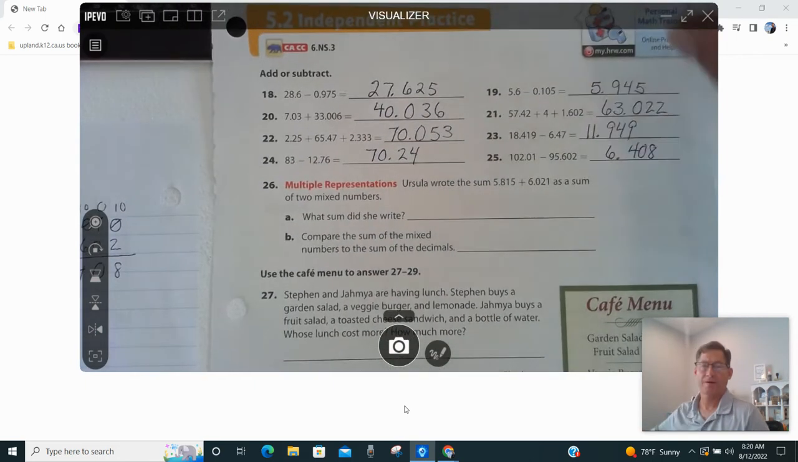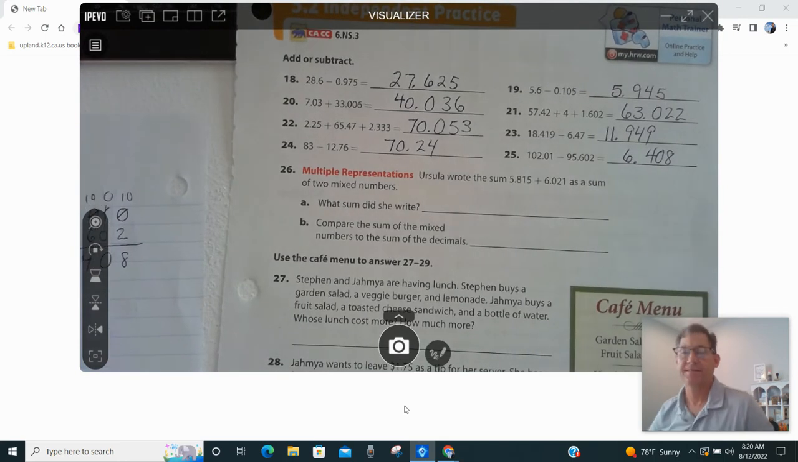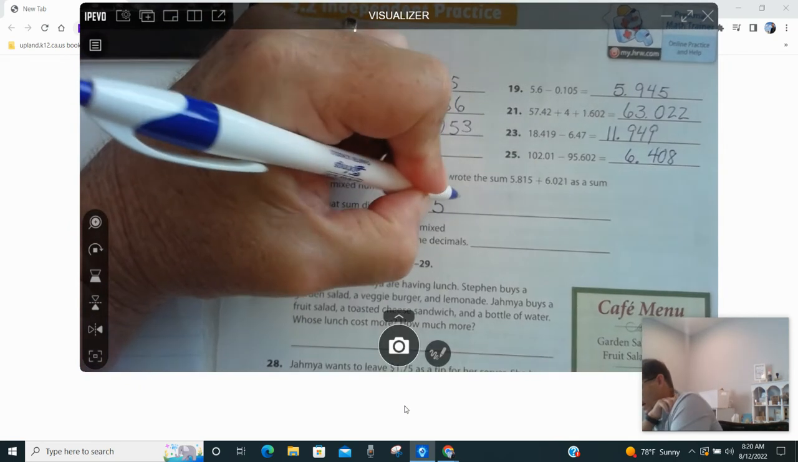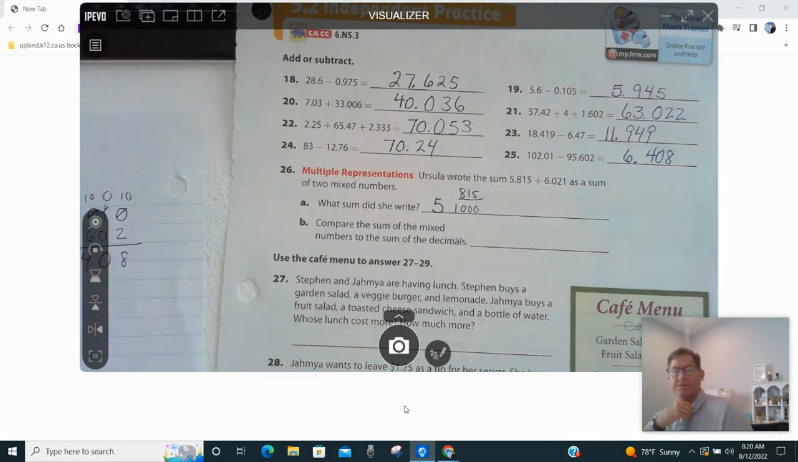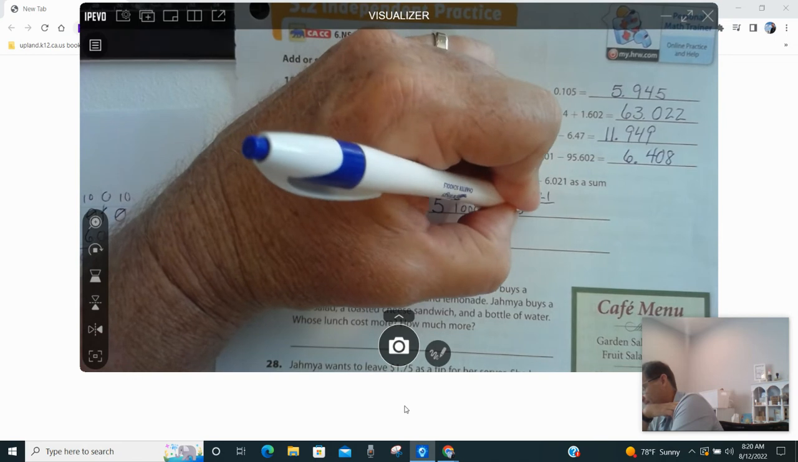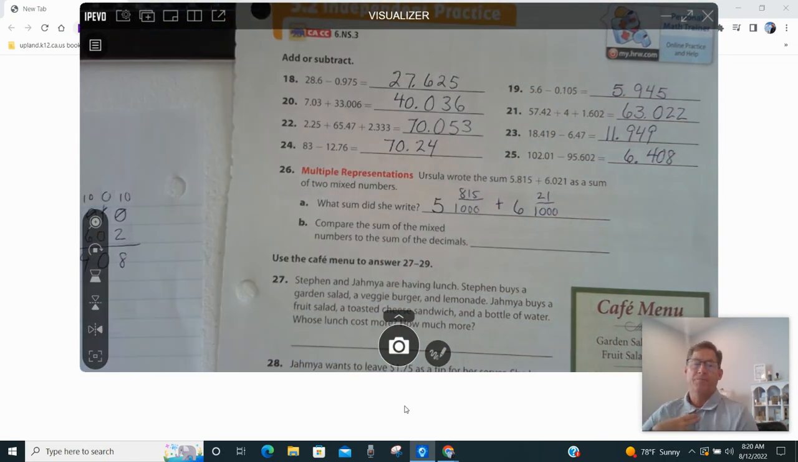26A. Ursula wrote the sum 5 and 815 thousandths plus 6 and 21 thousandths as a sum of 2 mixed numbers. What sum did she write? Okay, so 5 and 815 thousandths plus 6 and 21 thousandths. Compare the sum of the mixed numbers to the sum of the decimals.